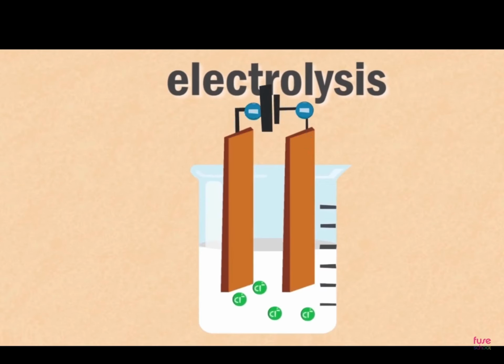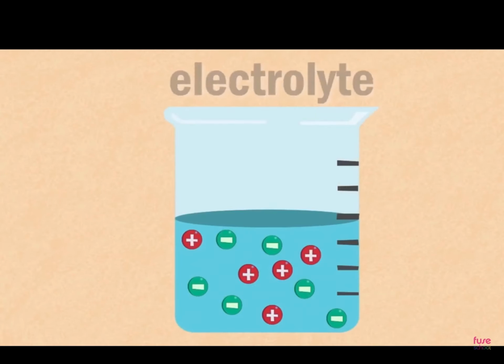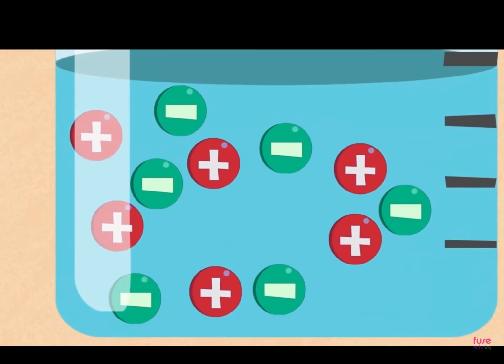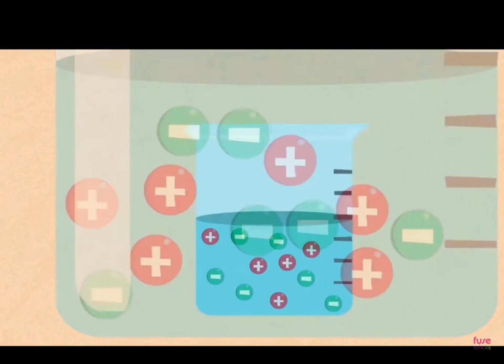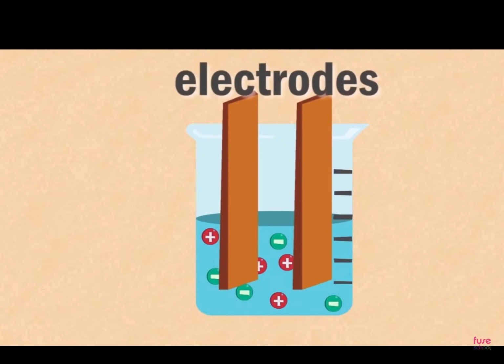Electrolysis is the flow of electrical current in a conducting solution or molten liquid that causes chemical changes. The conducting liquid is called an electrolyte and has free moving ions. The conducting plates, bars or wires inserted into an electrolyte are called electrodes.